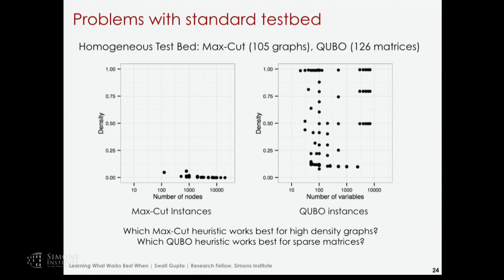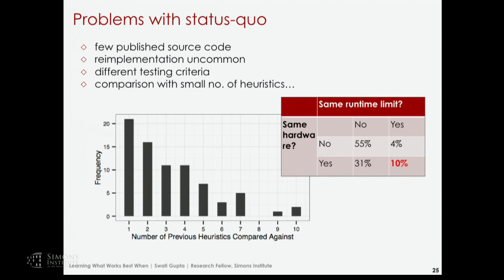Okay, so this was the problem that we faced. Further, when we looked at a large number of papers, 95 papers which were highly cited in the maxcut heuristics literature, we realized that only 10% of the papers used the same runtime limits or the same hardware. So it's very difficult to compare heuristics if they are running on two different hardwares or for different runtime limits, right? Then you have no idea which would work best.